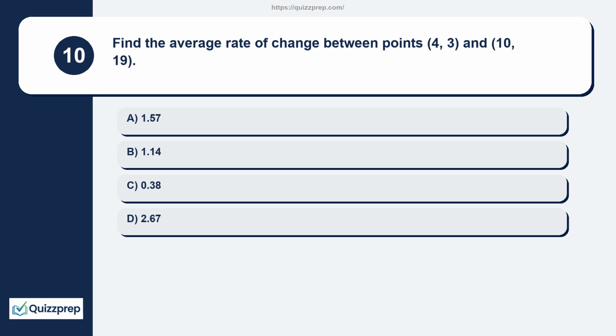Question 10. Find the average rate of change between points (4, 3) and (10, 19). 1.57, 1.14, 0.38, 2.67.